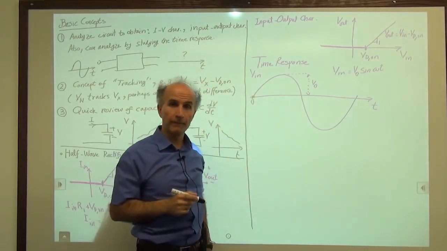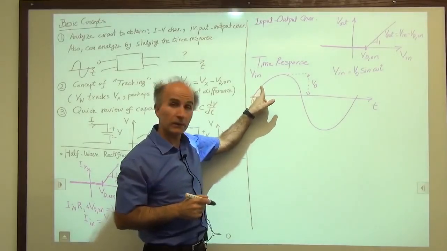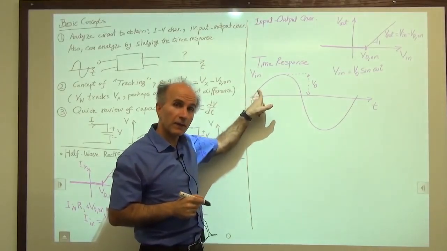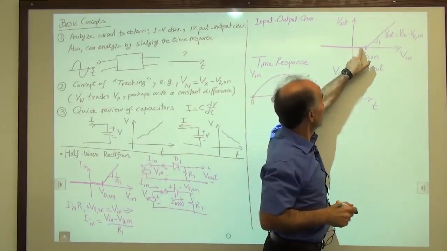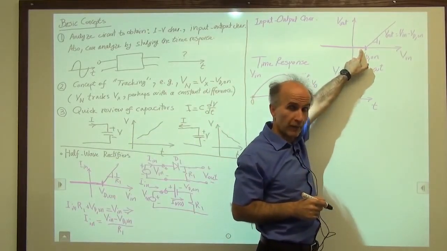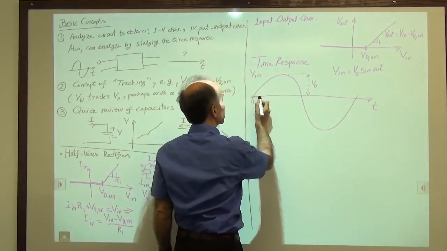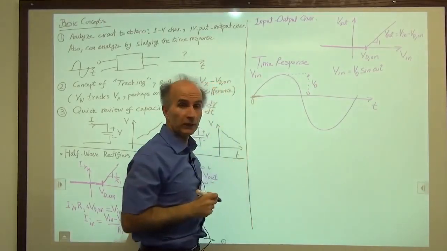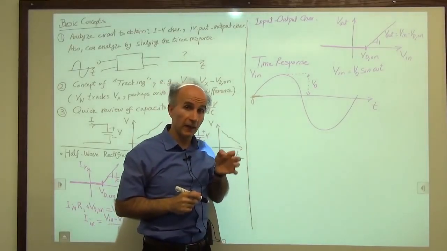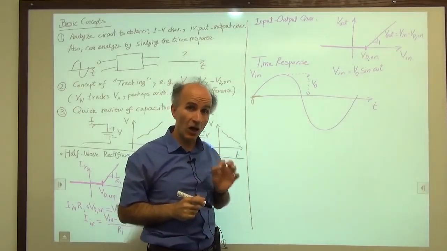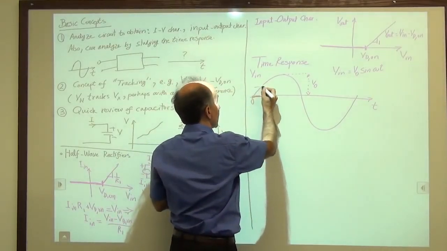So far so good. Now Vin starts increasing as a sinusoid. If Vin increases, does Vout increase? No. Vout is still 0. Up to what point? Well, Vout will begin to change only if Vin has reached VD on. So at some point Vin has reached VD on.